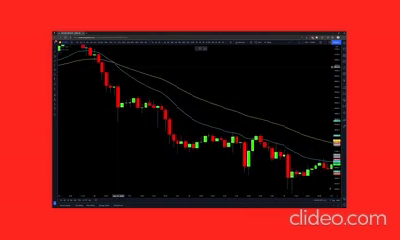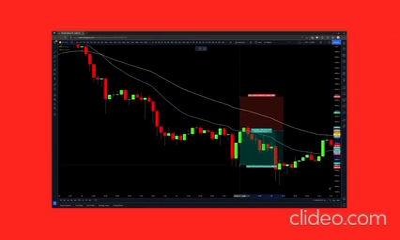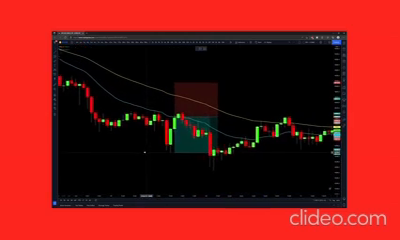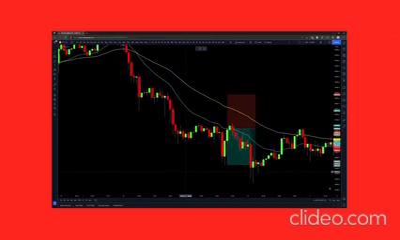We get our cross down, and then we get the first pullback. Doesn't look like it touches here, but it does certainly touch right here. So there's our short position, and then targeting the lows with a 1-to-1. That one works out. Okay, so hopefully it makes sense, very clear now.